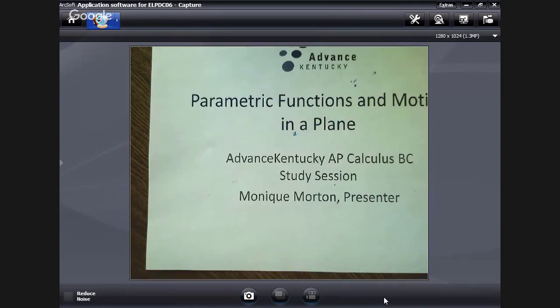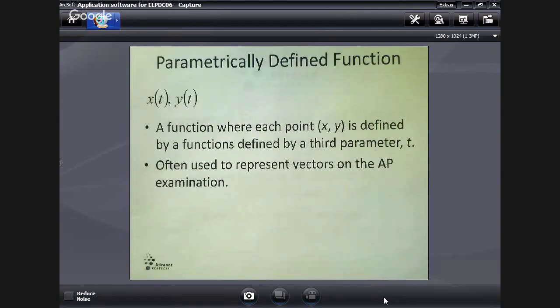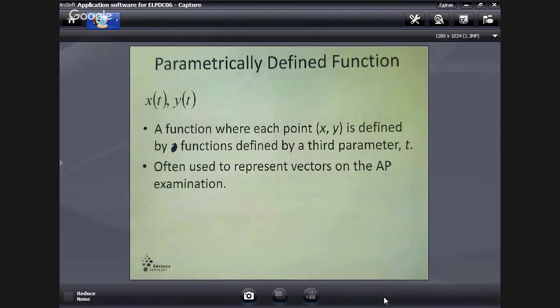Now let's talk about what you need to know. So I hope you got a little bit from that, one of them being that a parametrically defined function, x of t, y of t, is a function where you have coordinates x and y, or values x and y, that are defined by functions defined by a third parameter t, and these are often used to represent vectors on the AP exam. So if you learned IJ notation, for example, if you're doing vectors, that's nice to know, but you don't have to know it.